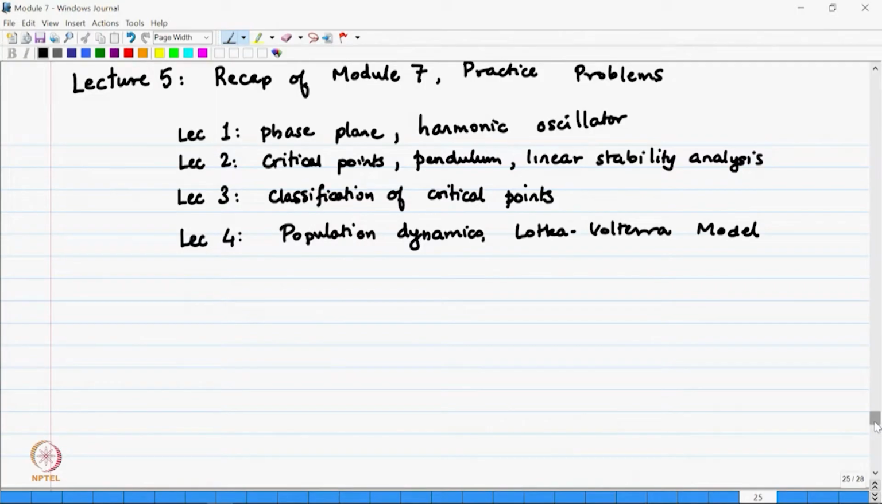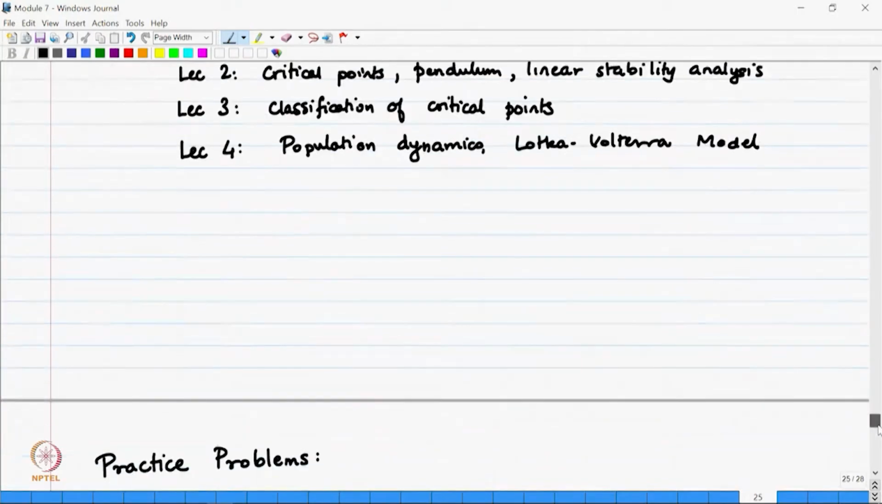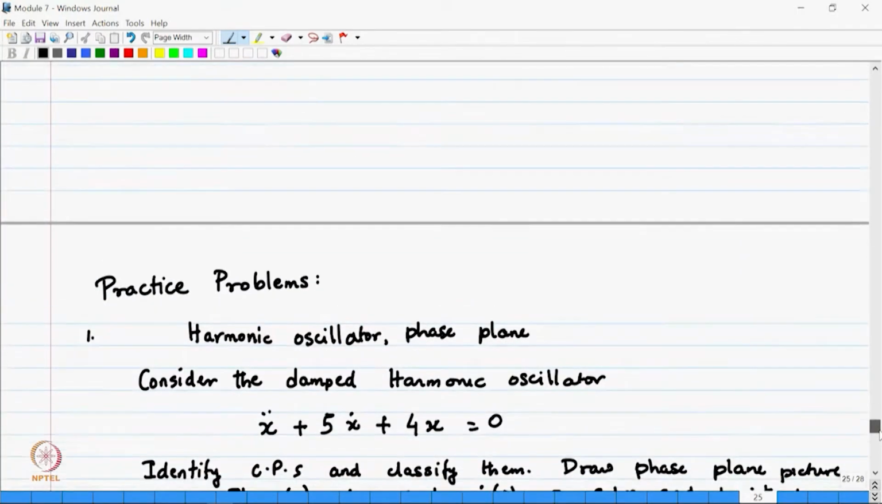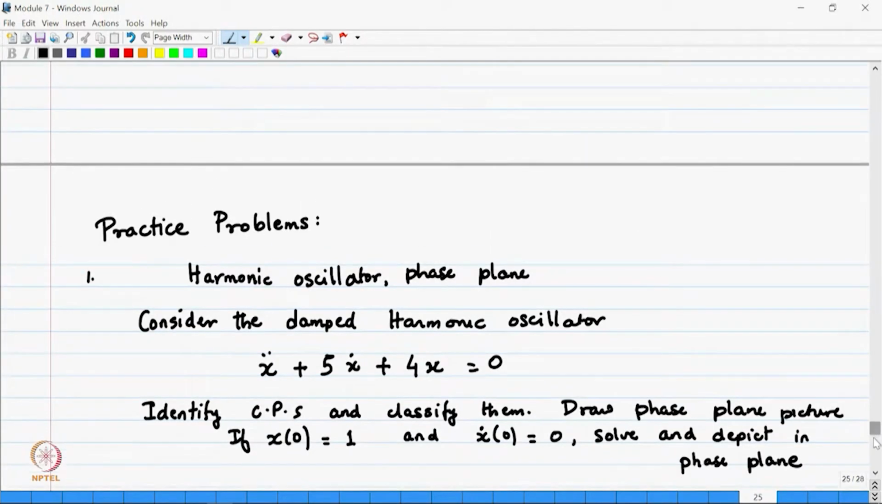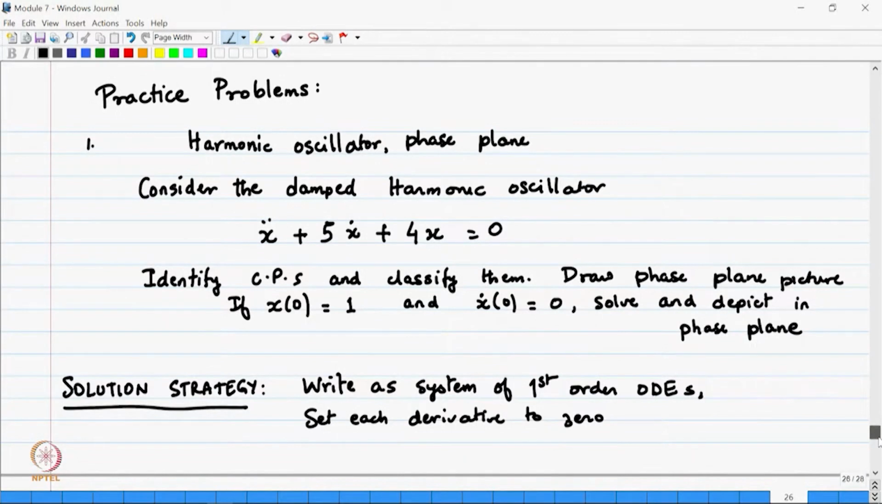So let us do a few practice problems. The first problem that I want to do involves the harmonic oscillator, and I have asked you to draw the phase plane of this harmonic oscillator. So consider a damped harmonic oscillator given by this equation, x double dot plus 5 x dot plus 4 x equal to 0. Identify the critical points and classify them. Draw the phase plane picture. If x of 0 equal to 1 and x dot of 0 equal to 0, solve and depict in phase plane.